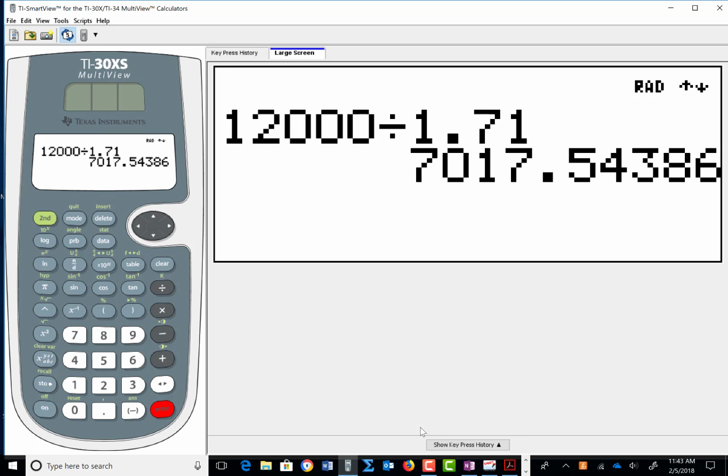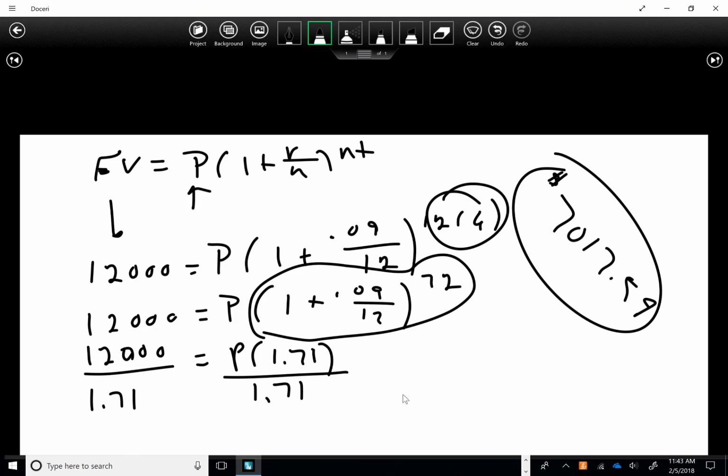So let's go back and look at our problem now. This is the answer here that I got on my calculator. And let's see if that makes sense. What it's saying is if I had this money and I put it in an account and I kept it in there for 6 years, compounded monthly, I would end up with $12,000 in the account at the end of the 6 years. That's what it's telling me. So that's what that question is doing for me.